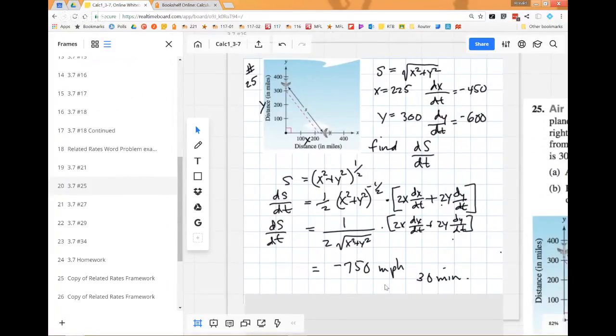So why does he only have a half hour? Well, half of this is what? Half of 750. I mean, that's 750 per hour. A half hour would be what? Half of 750, which is 375 miles. I'm sorry, 375.